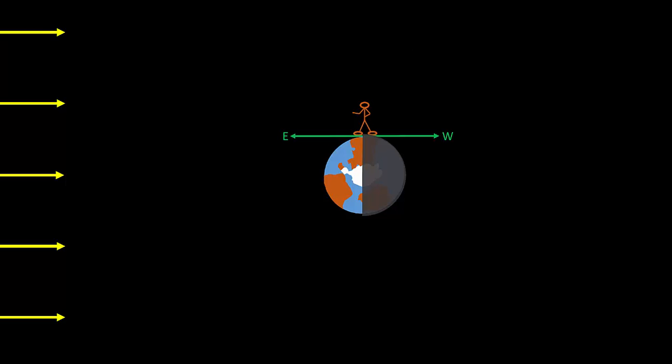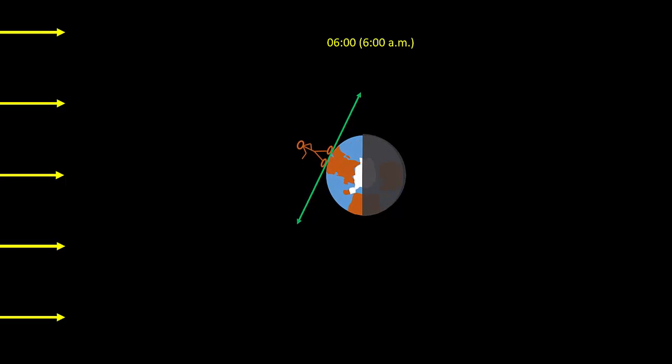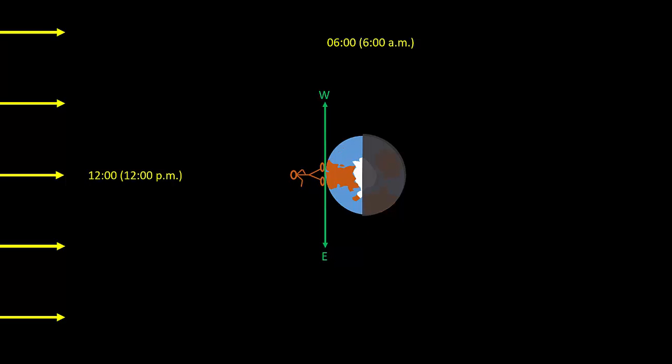Okay, let's make a clock. This is where a person would be standing at 6 a.m. when they're experiencing the sunrise, when their eastern horizon is pointing toward the sun. A quarter rotation later, they're experiencing noon. The sun is directly overhead. So 1200 hours. I'll give both 24-hour clock and AM PM times on this thing.